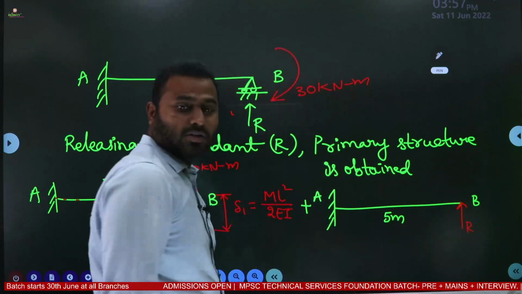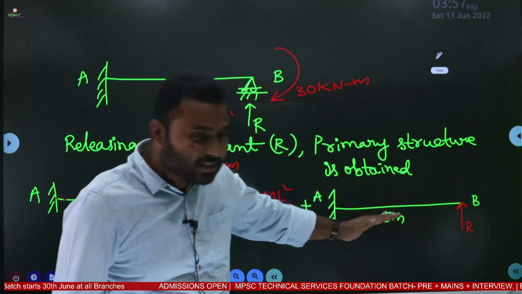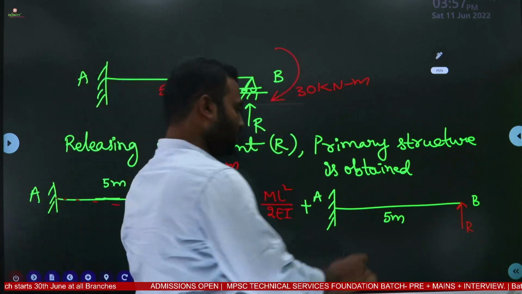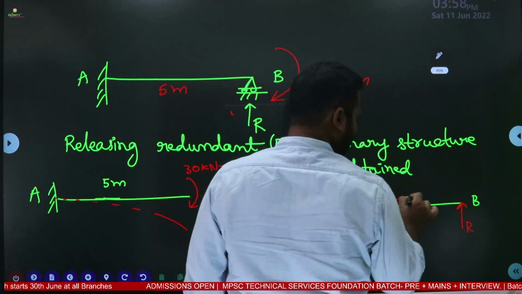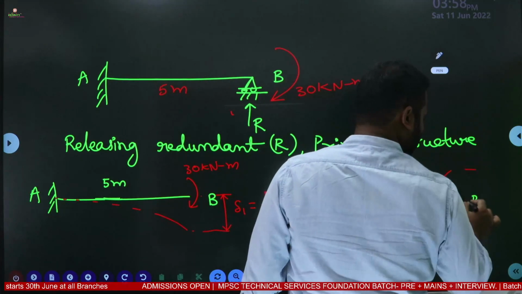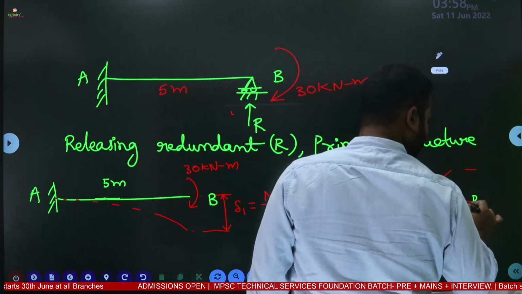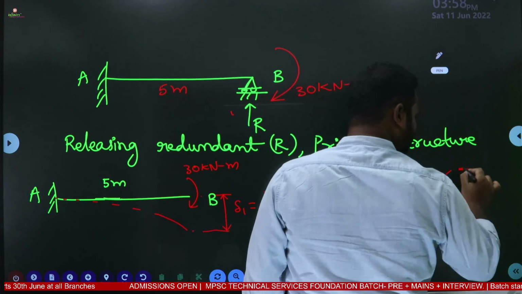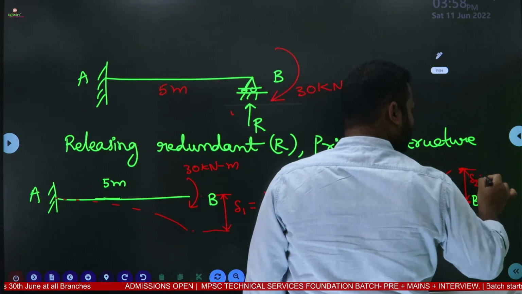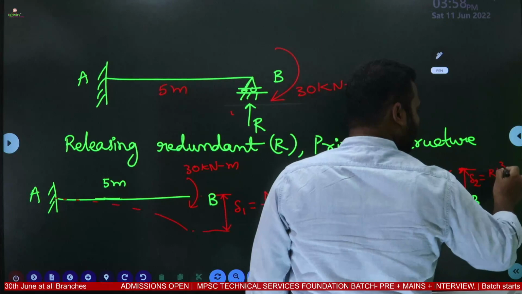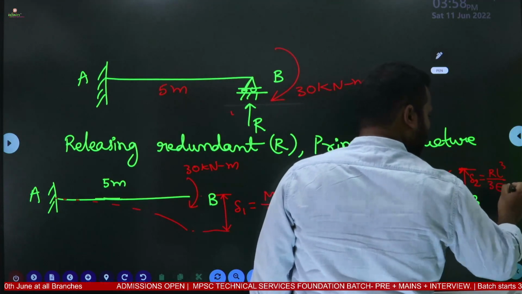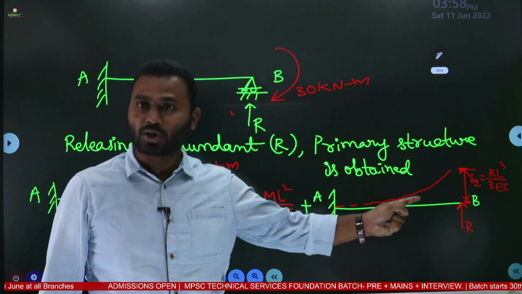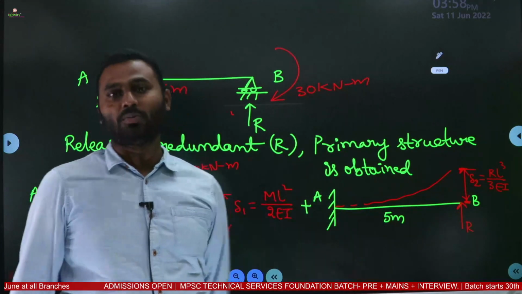Now because of this redundant applied at the free end, this cantilever beam will deflect in upward direction, means anti-clockwise direction. So this is the deflected shape. Let this deflection be delta 2. What is the formula for it? It is RL cube upon 3EI. All these were the standard results we have studied in strength of materials: RL cube upon 3EI.